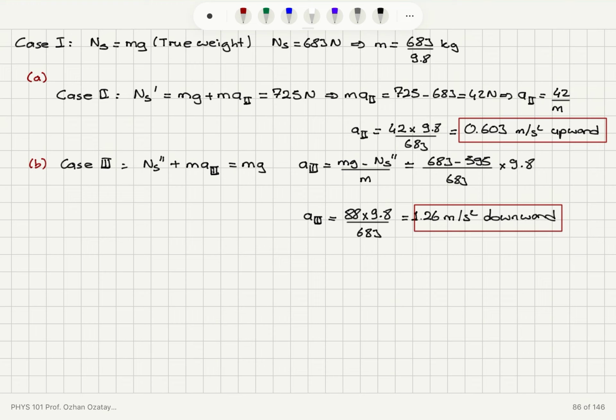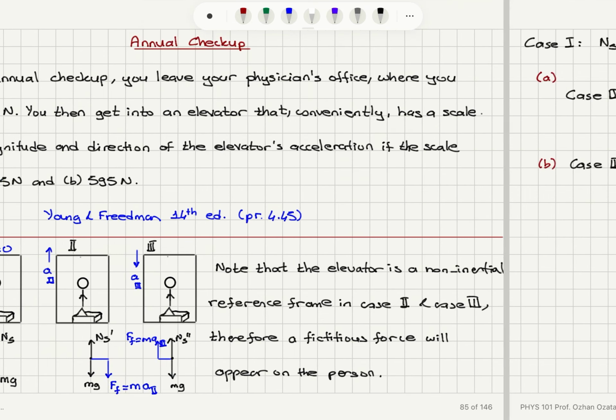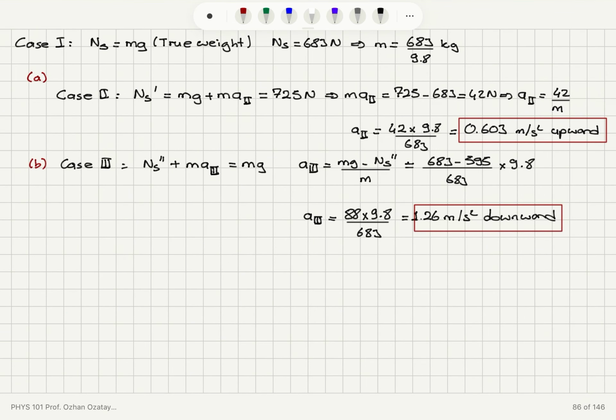So substituting these values, we find that in the second case, the acceleration is upward with a magnitude 0.603 meters per second square. In the third case, it's downward with a magnitude of 1.26 meters per second square. So basically, this is downward, this is upward, and the acceleration is different for the two different cases.